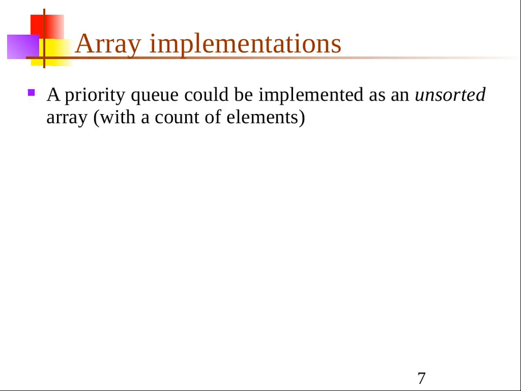Okay, so let's go ahead and look at the array. We could do it as an unsorted array with a count of elements. If we did that, what would be the big O of adding an element? O of n squared, okay. What do we have to do if we're just adding it to an unsorted array? You just add it at the position of the size.